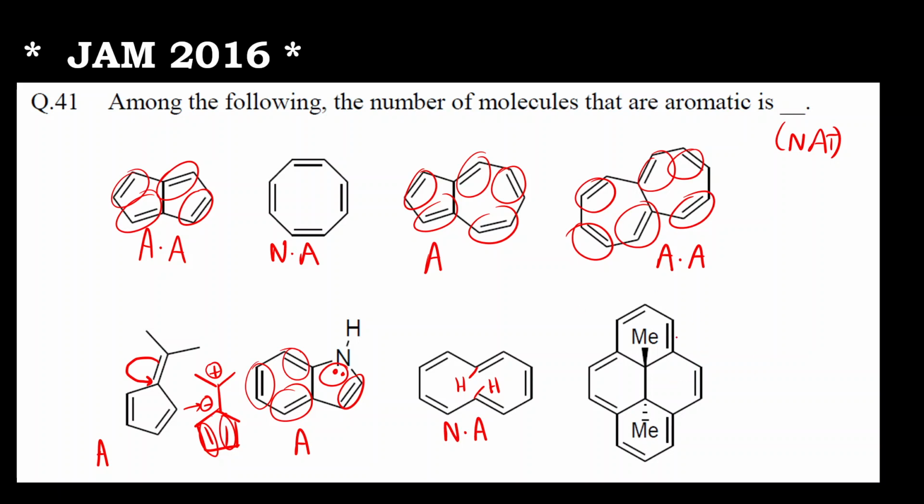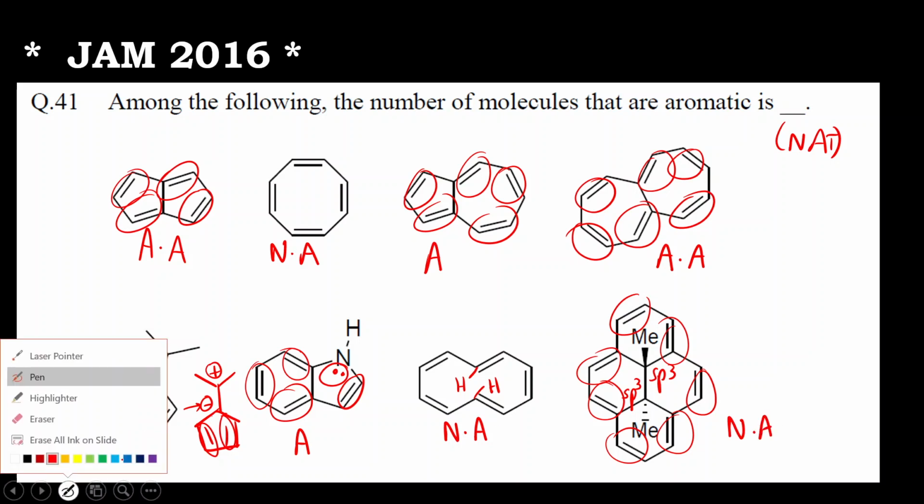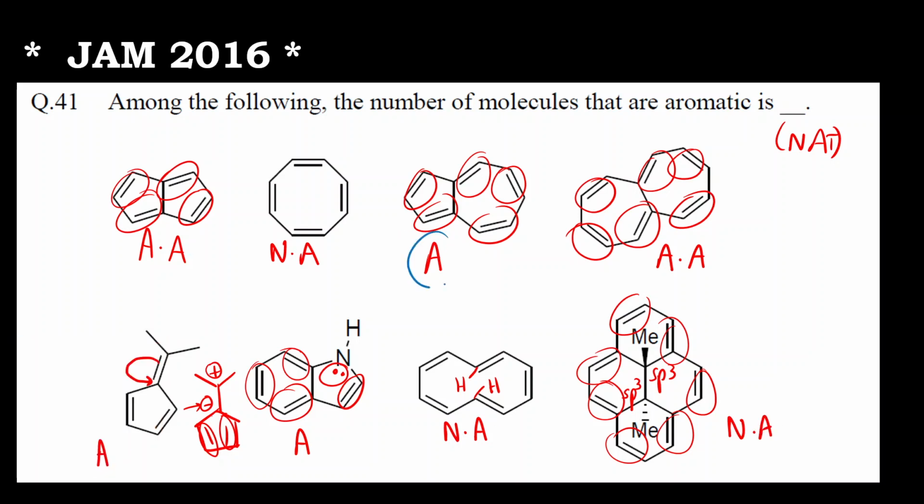Here last one also, again if you see, this is not planar. This is sp3 hybridized carbon. This is also sp3 hybridized carbon. The entire molecule should be planar. If you count the pi bonds 1, 2, 3, 4, 5, 6 and 7. If you count pi bonds, you might think it is aromatic, but it is not aromatic. It is going to be non-aromatic. So how many molecules are aromatic here? 1, 2 and 3. So there are 3 molecules that are aromatic. So the correct answer is what? It is 3.